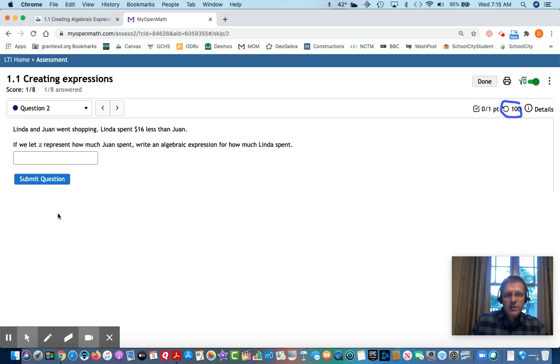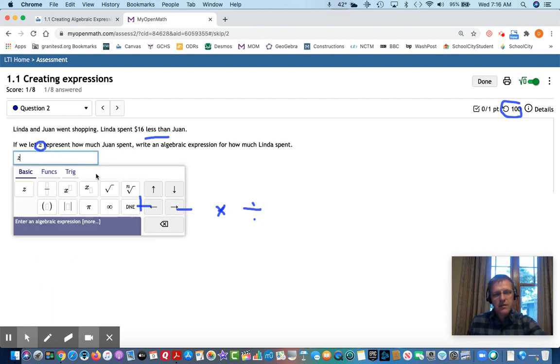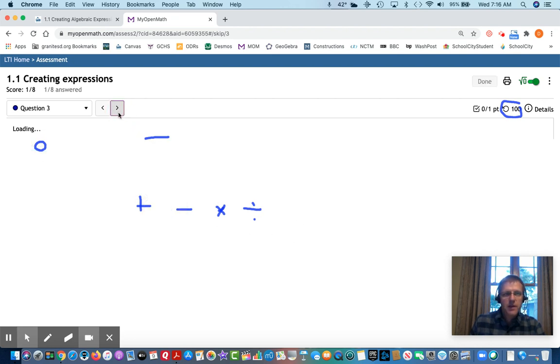Linda and Juan went shopping. Linda spent $16 less than Juan. So what you're trying to figure out is this add, subtract, multiply, or divide. And you're like, which one of those is less than? And you've got a Z, or whatever letter it tells you. So it's going to be Z, and then whichever one of these things you think, and then 16. So I'm going to let you think about that. I think you can do it.